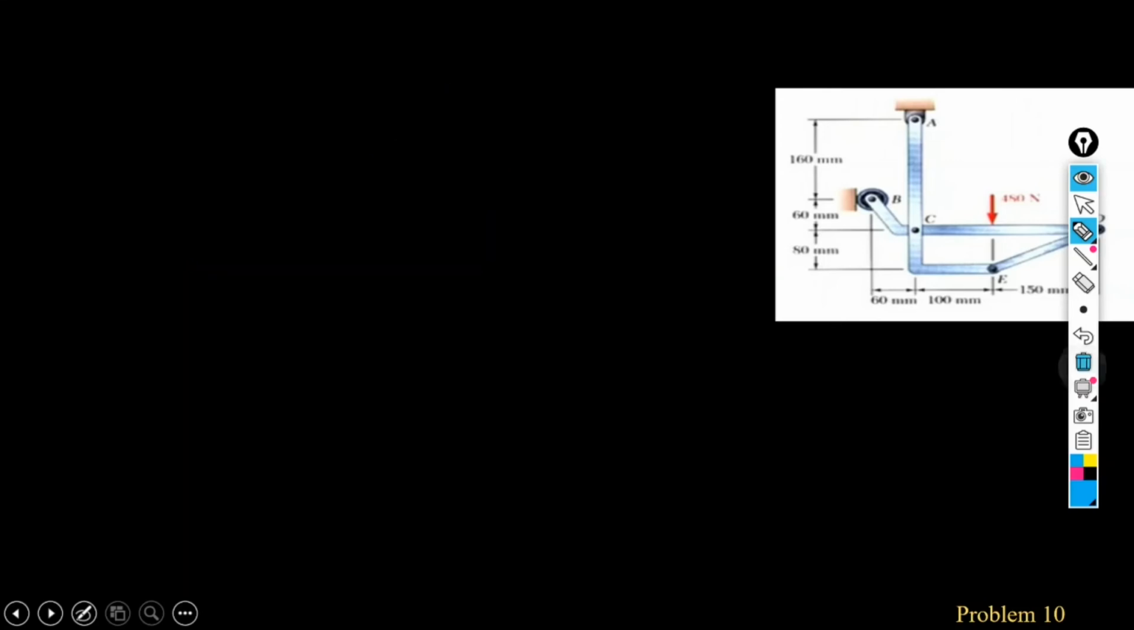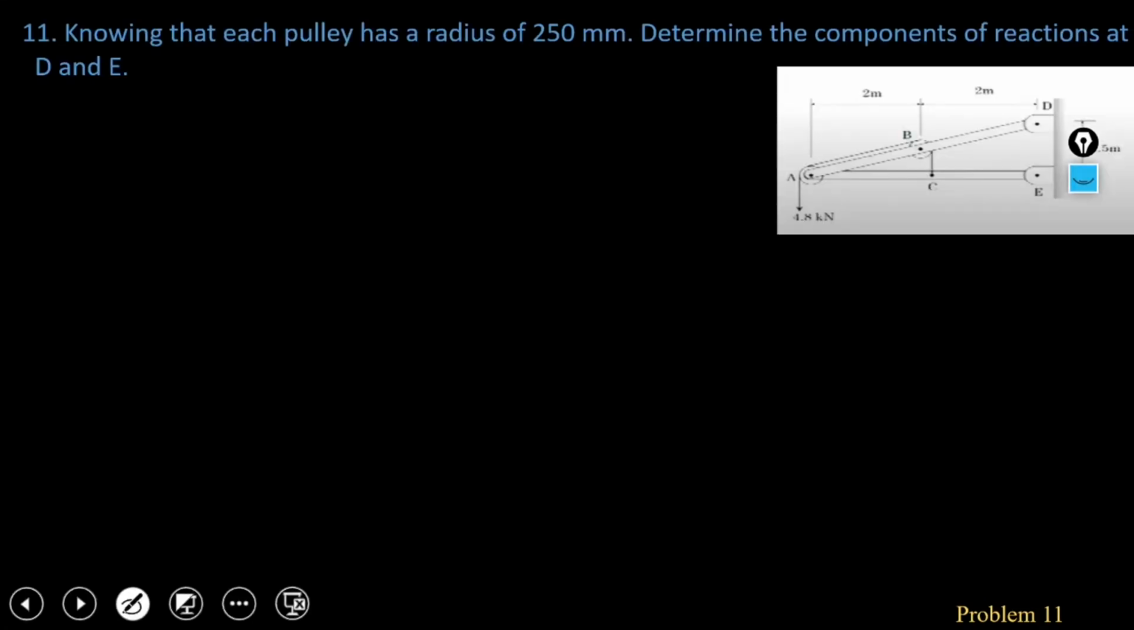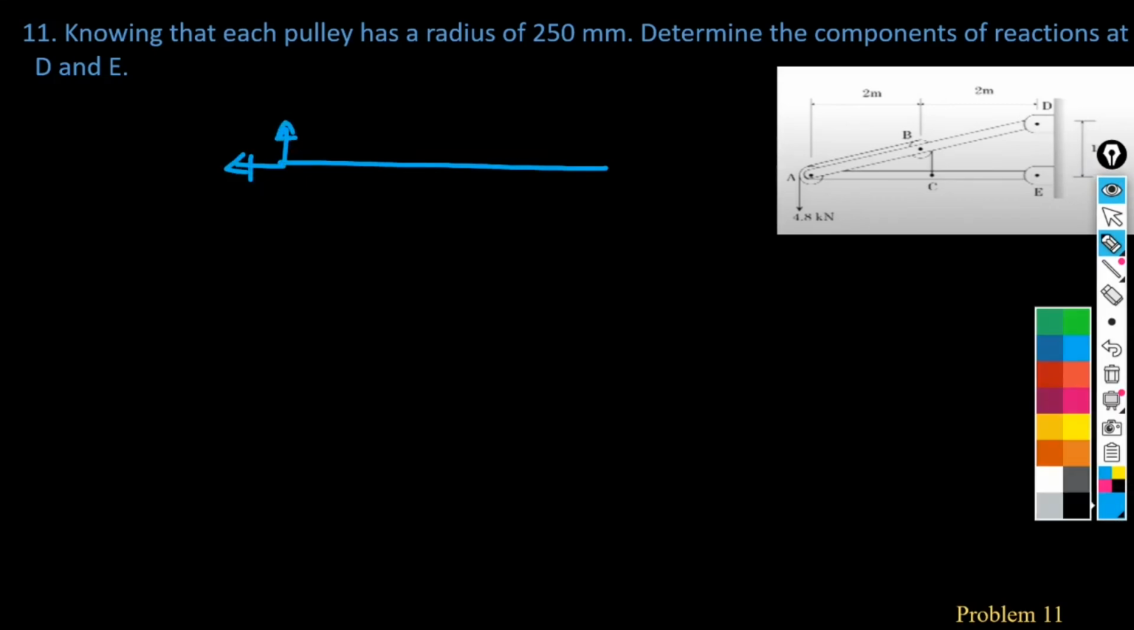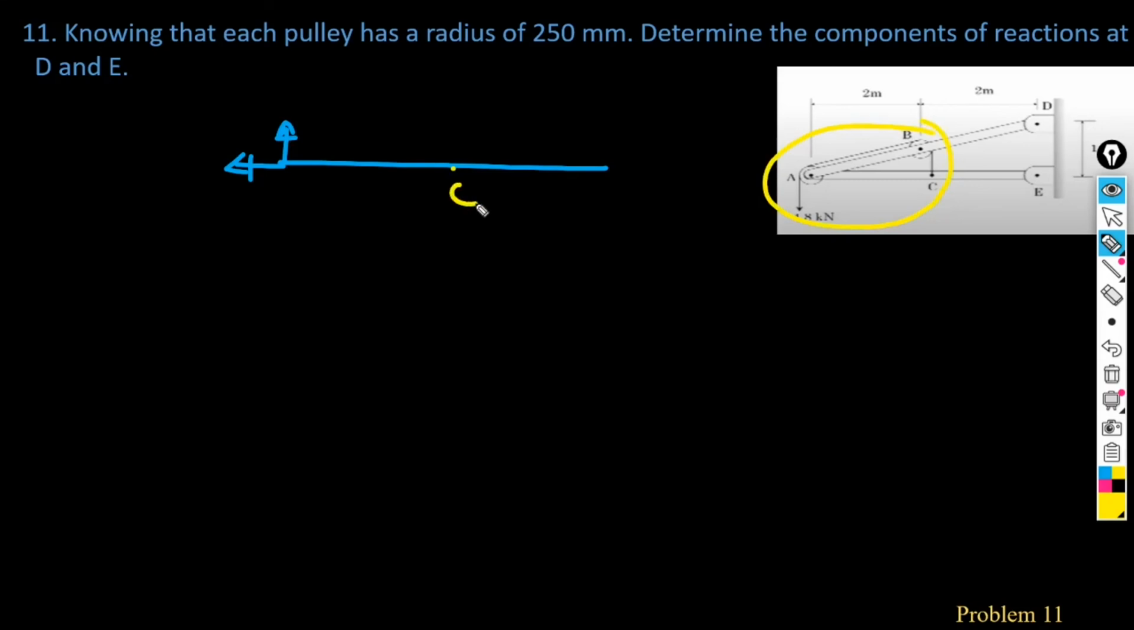Let's take one more problem. Here, knowing that each pulley has a radius of 250 mm, determine the components of reaction at D and E. Then let's draw the free body diagram for ACE. This is A. We have two reactions, one vertical, one horizontal, and you can see here on rollers A, B there is a rope with tension of 4.8 kilonewtons passing through the rollers A, B and attaching to point C. The tension would be the same across every point.